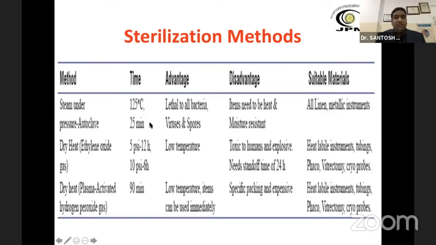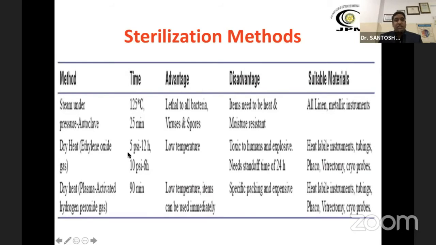The steam sterilization is usually autoclave at 150 degrees centigrade for 25 minutes and is usually lethal to all the bacteria, viruses, and spores. And all the linens and metallic instruments are sterilized with it. But the disadvantage is the items need to be heat and moisture resistant. This is the most commonly used sterilization method in most of our ophthalmic OTs, followed by ETO.